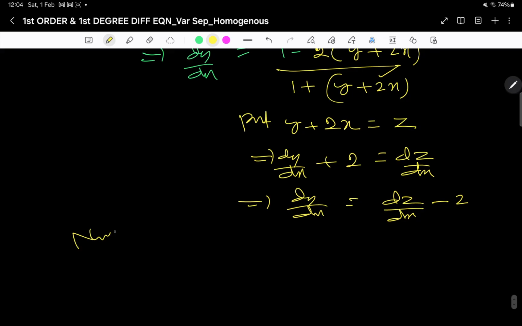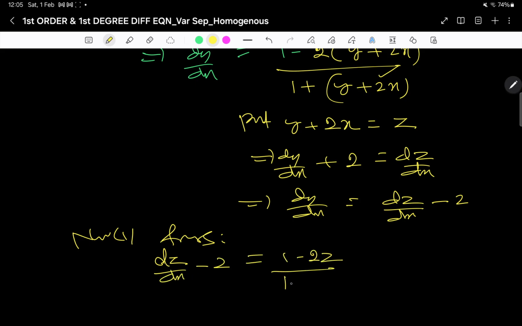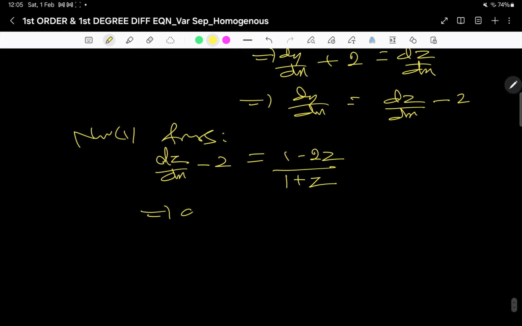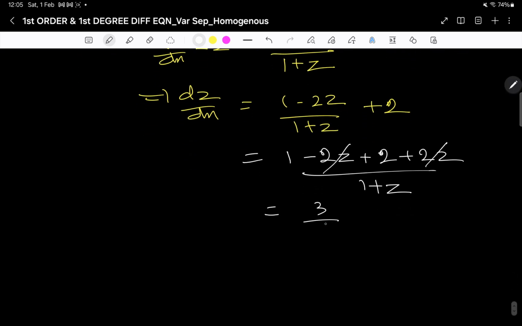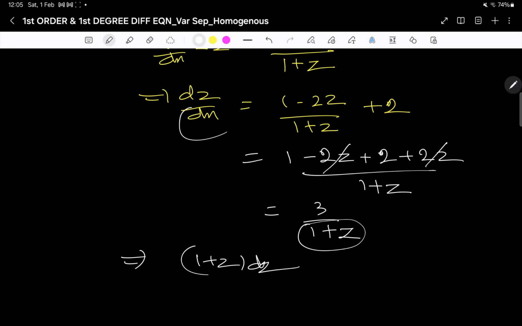Now, dz by dx minus 2 is equal to 1 minus 2z by 1 plus z. Okay, now you simplify it. dz by dx is equal to 1 minus 2z by 1 plus z plus 2. So if you simplify it, it is 1 minus 2z plus 2 plus 2z by 1 plus z. Now 2z cancel, it is 3 by 1 plus z. Now you separate the variables. Bring this to the left hand side, 1 plus z dz, and you bring this to the right hand side. So this is equal to 3 dx.